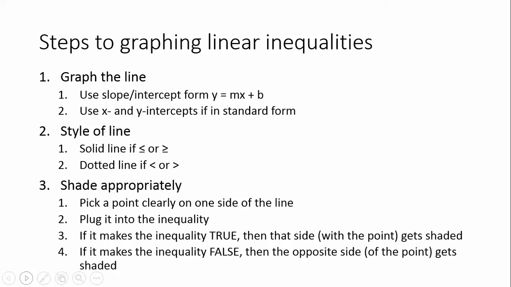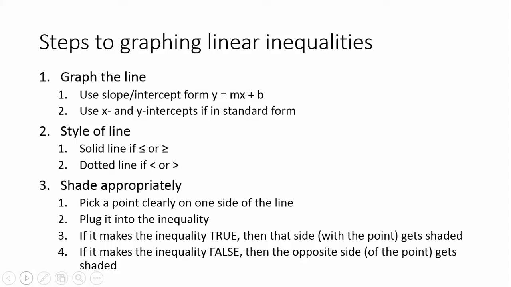One difference between graphing lines and graphing inequalities is the style of the line. We'll graph a solid line or straight line if it's less than or equal to or greater than or equal to. But it will be a dotted line if it's just less than or greater than.